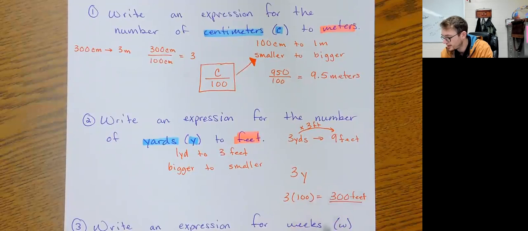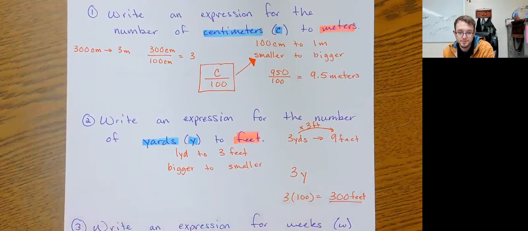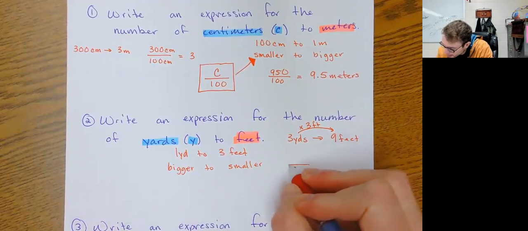And that makes sense, right? Because every yard is 3 feet, and you have 100 of them. So it's basically 3 plus 3 plus 3 plus 3 plus 3, 100 times, right? So what's important to remember here?